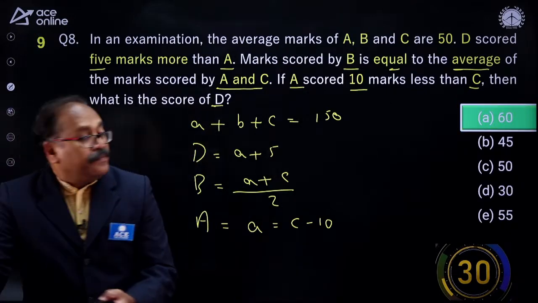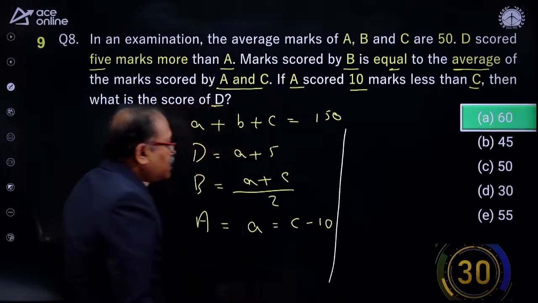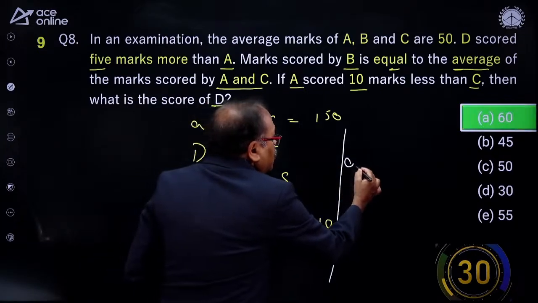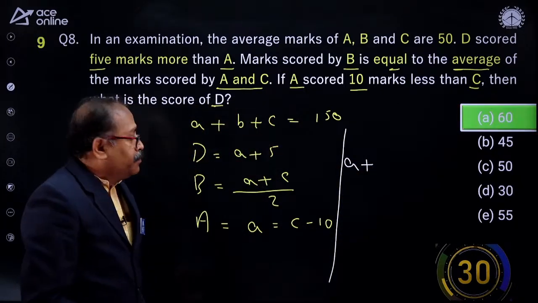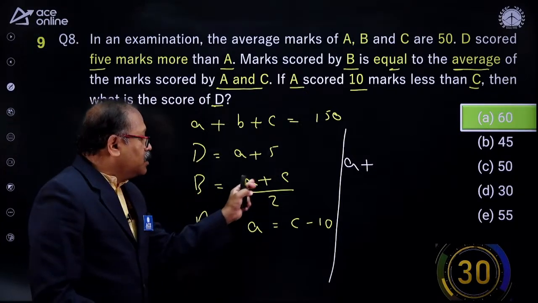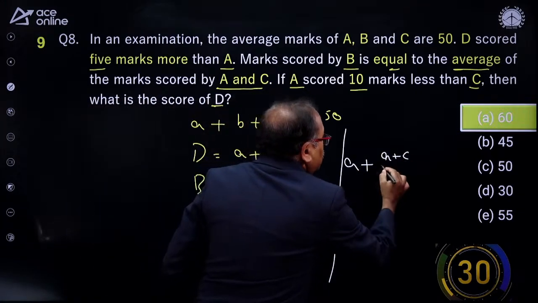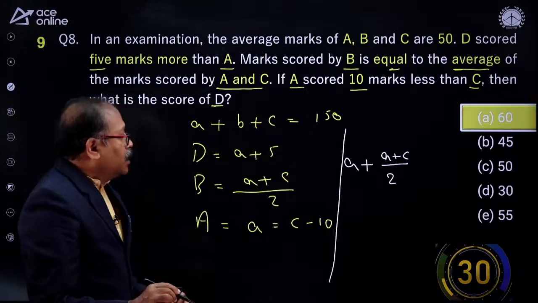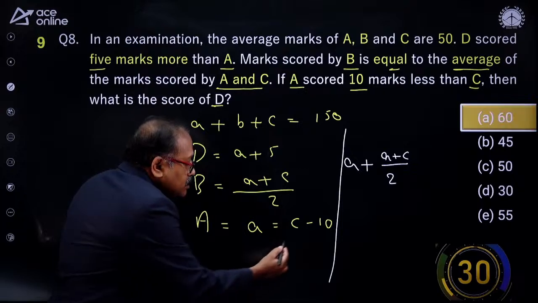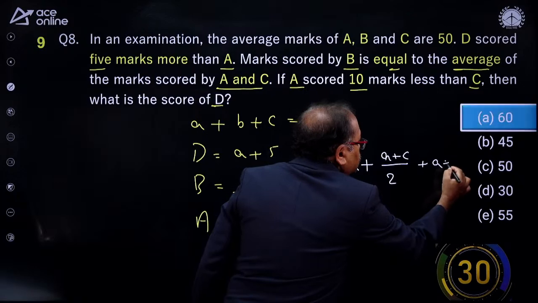Okay, chaliye. Now, how do I answer the question here? Look at this part. Questions like this, convert all this in A form. So, what are the marks of A? Marks of A is A. Now, what are the marks of B? Can you notice that the marks of B is A plus C by 2? I am just writing as it is. And what is the marks of C? Can you take C is equal to A plus 10? So, I am taking this as A plus 10.